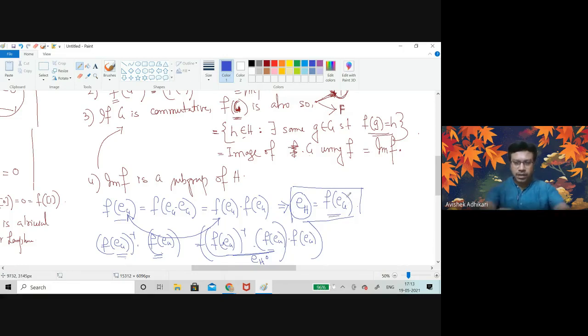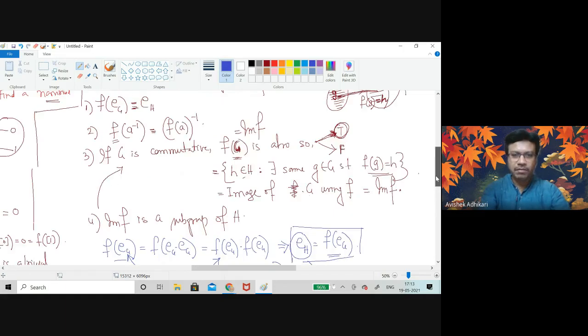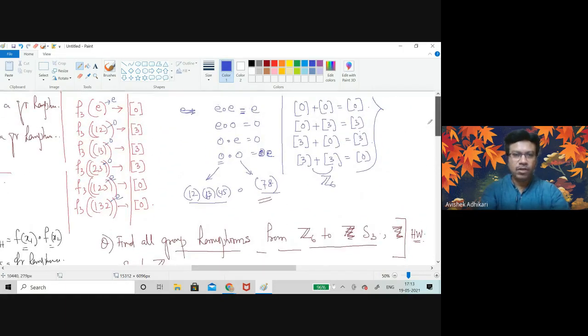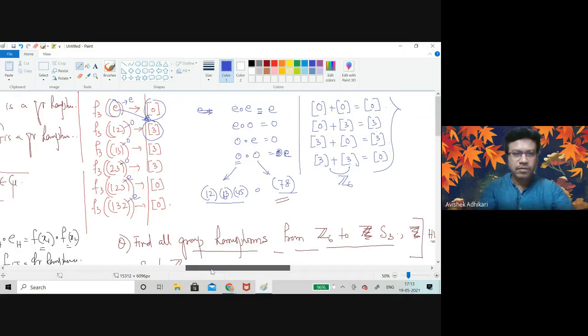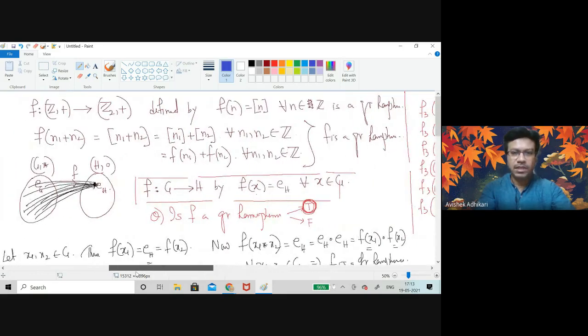Is it clear? That means in all my examples, wherever I started, all the elements go to the identity element here. So if somebody starts with e going to 3, you can certainly say it can never be a homomorphism, because it is not the identity element of the group on the right side. Identity element will always go to the identity element of the other group. So you can see that wherever we started, we did the same thing.